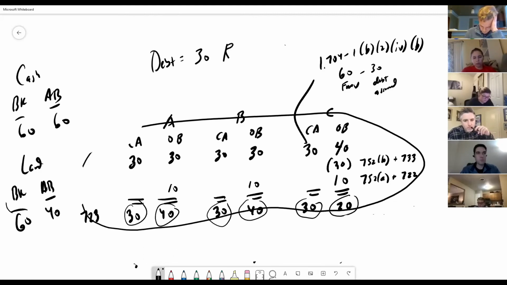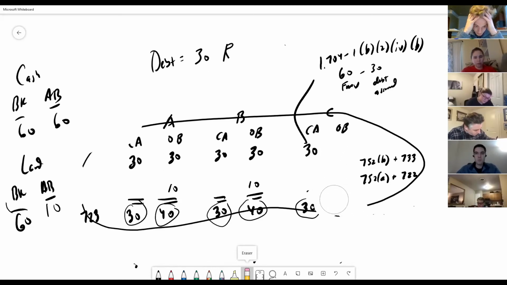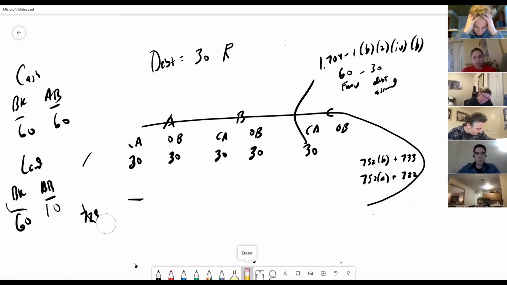But now the land's basis is only 10. So the basis is 10, but the debt attached to the land is 30. Some students might say, well, how can that happen? We talked about how when the basis is 40 and the debt is 30, it could be that C borrowed the money to buy the land, and therefore his basis includes the amount of the debt.